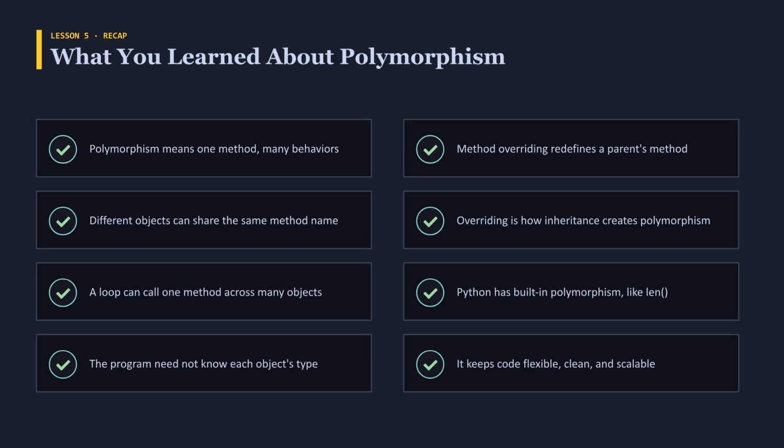Recapping polymorphism. It means one method, many behaviors. Different objects can share a method name, a loop can call that one method across many objects, and the program need not know each object's type. Method overriding is how inheritance creates polymorphism, and Python ships with built-in examples like len. The payoff is flexible, clean, scalable code. Next, we will apply this in a real payment system.